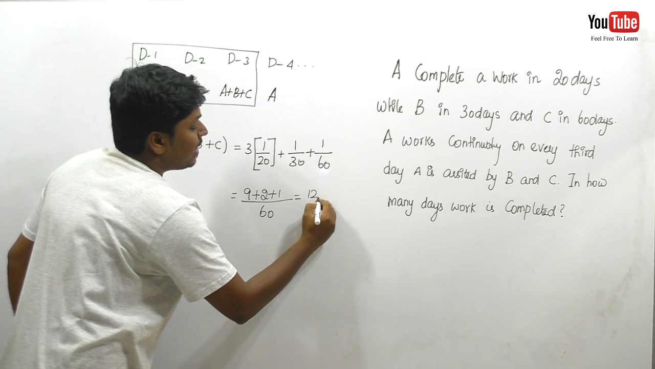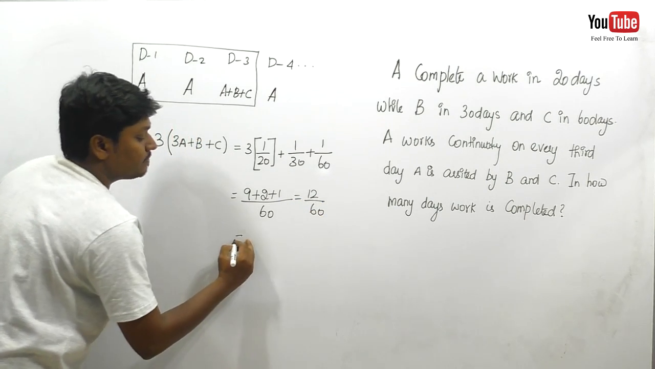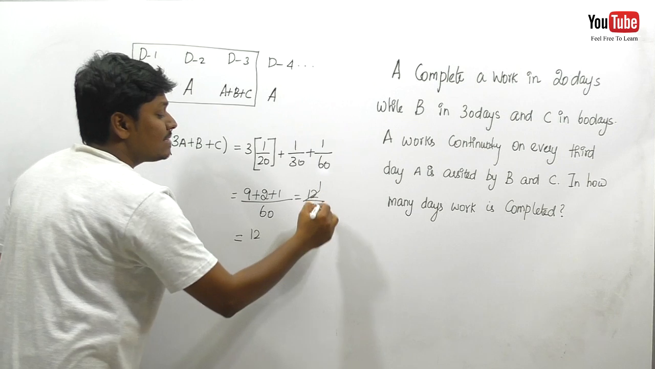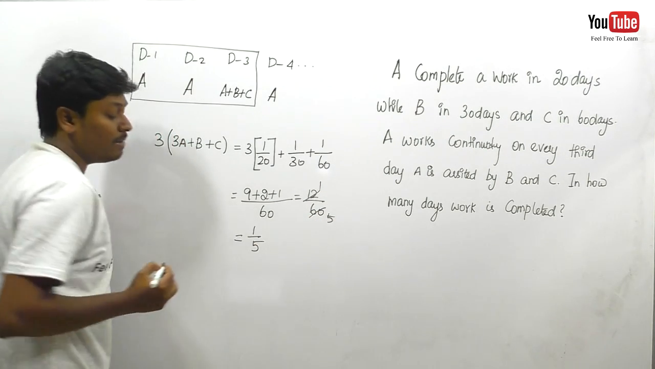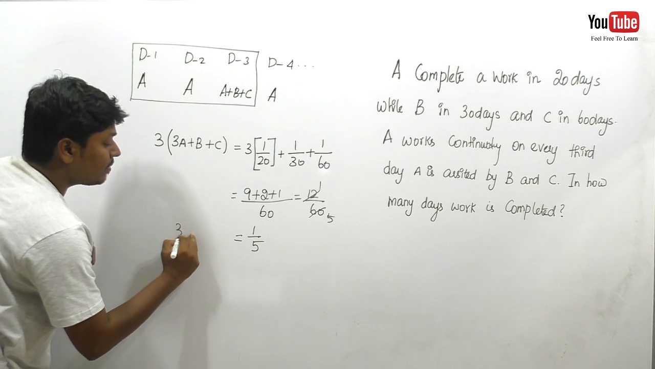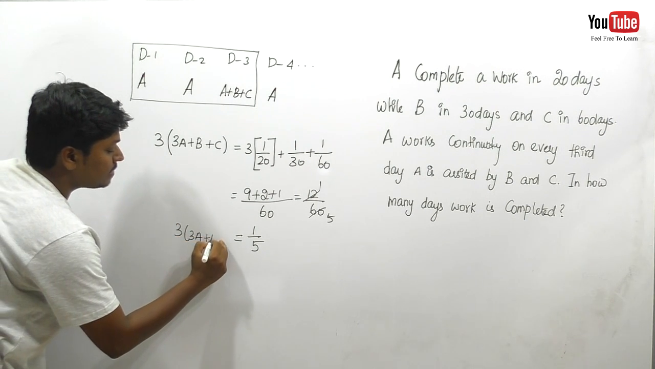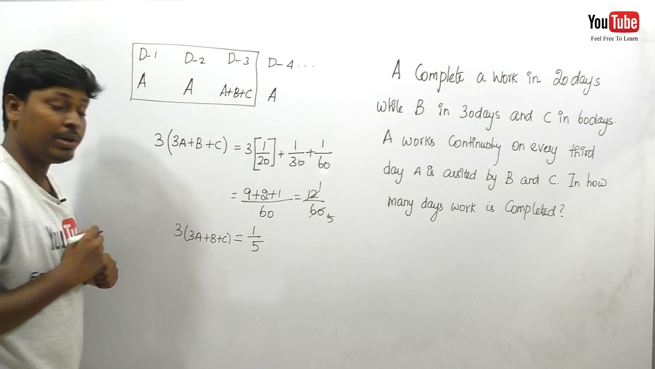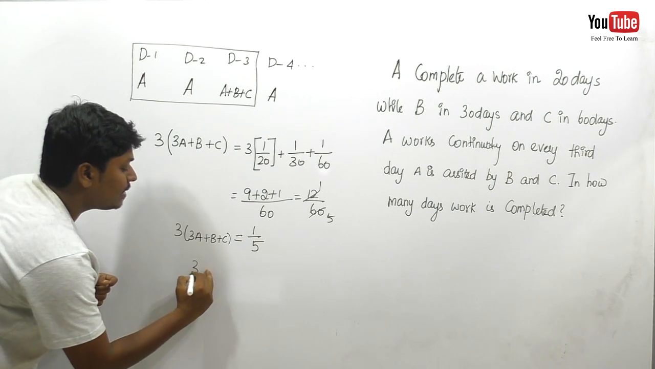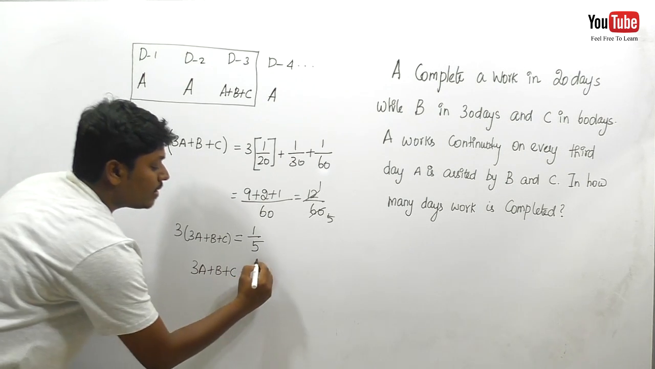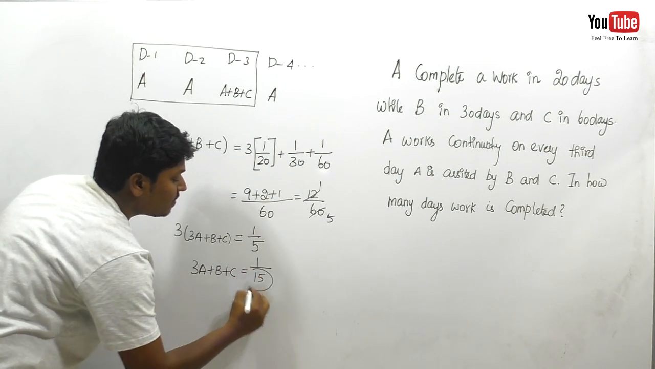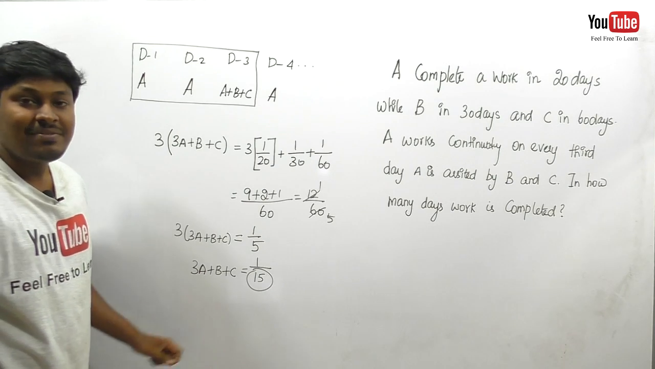So I can say that 12 divided by 60, when we cancel, is 1 by 5. So I can write this answer as 1 divided by 5. Friends, remember that we have calculated 3 of (3A plus B plus C) equal to 1 by 5. But we need to find 3A plus B plus C, where this 3 goes to the denominator. So 1 divided by 15. So finally the work gets completed in 15 days.